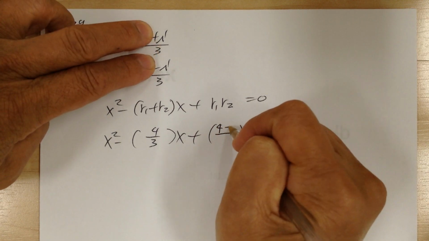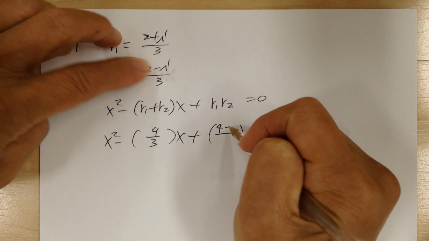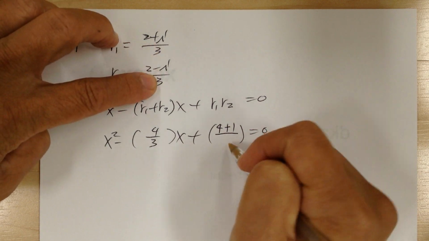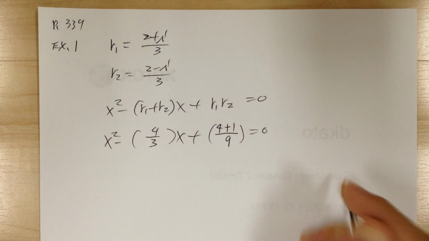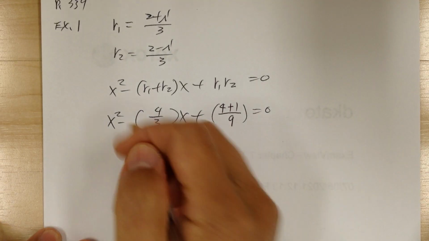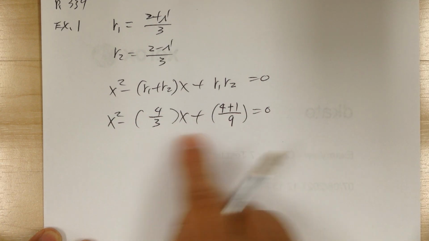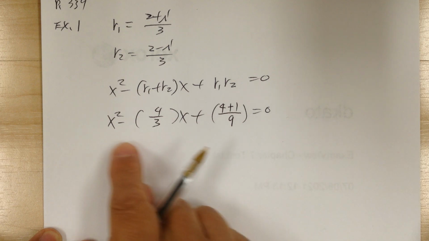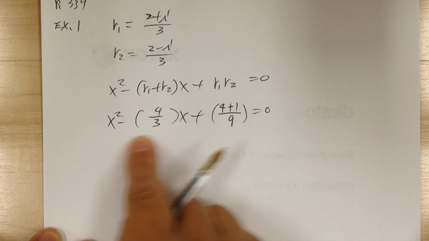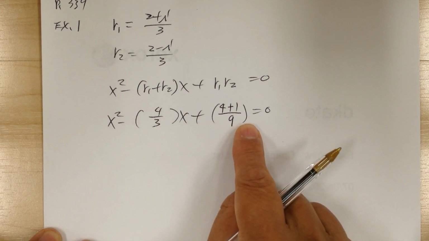Plus times minus is minus. i times i is -1, so it becomes plus 1. 3 times 3 is 9. Okay? And so now you go and simplify. Notice normally when you do an equation, you want to get rid of a fraction, so you want to multiply by the common denominator. The common denominator is 9, so you want to multiply everything by 9.